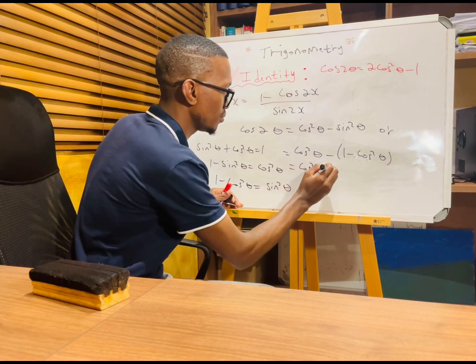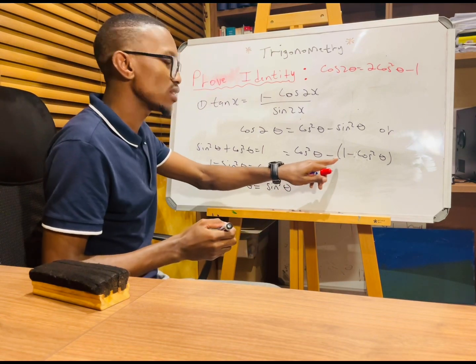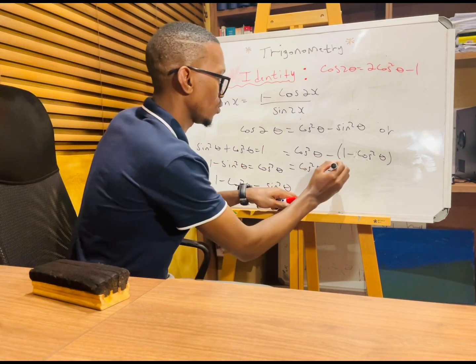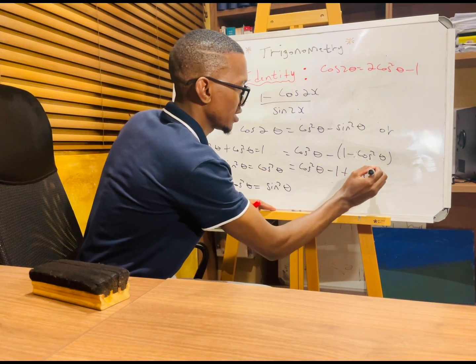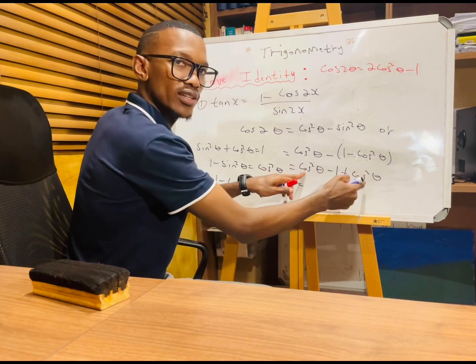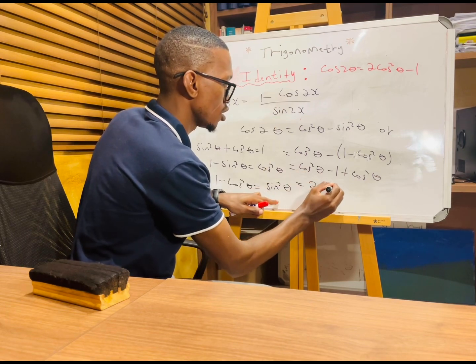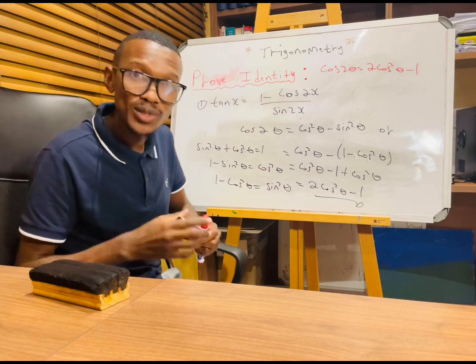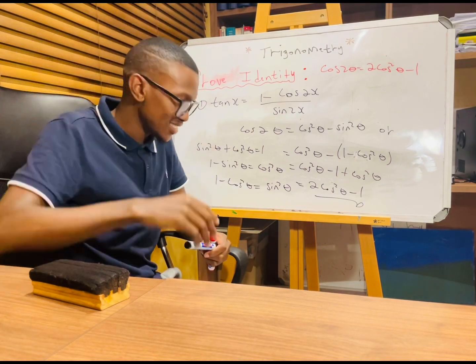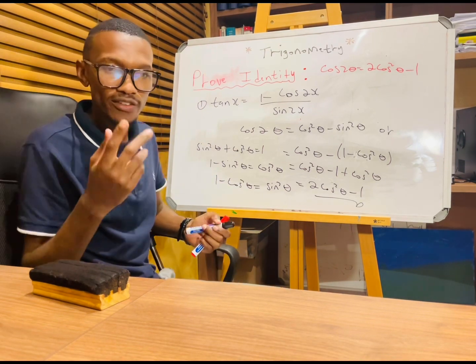Cos squared theta minus. Now check. Positive times negative is what? Negative 1. Negative times negative, positive cos squared theta. Then 1 plus 1, 2. Then I'm having 2 cos squared theta minus 1. As I've said. Glory be to who? God. Alright, I've just proved one.